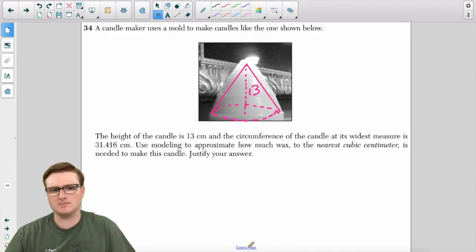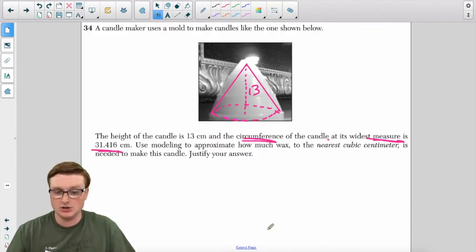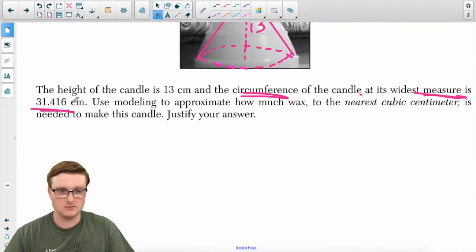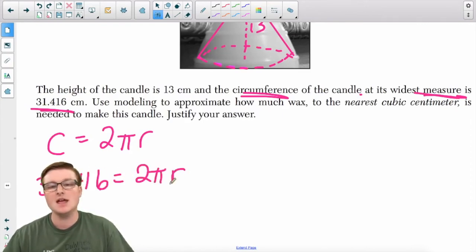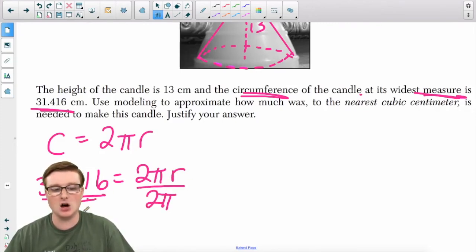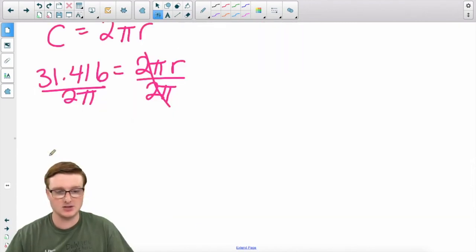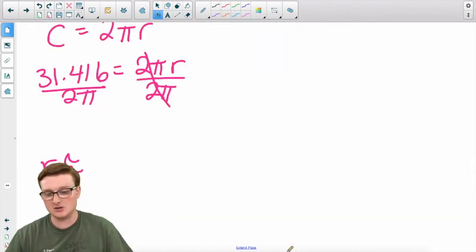But we have a problem. They tell us what the circumference is. We don't have the radius. However, we could use circumference to find the radius. So, circumference is equal to 2 pi r. They tell us that the circumference is 31.416. That's going to equal 2 pi r. Now, in order to solve for r, we just need to divide by 2 pi on each side. The 2 pi's cancel, and you get r is approximately equal to, let me go to my calculator.